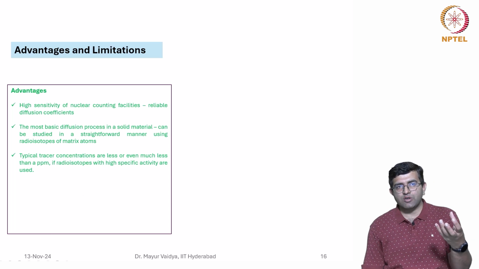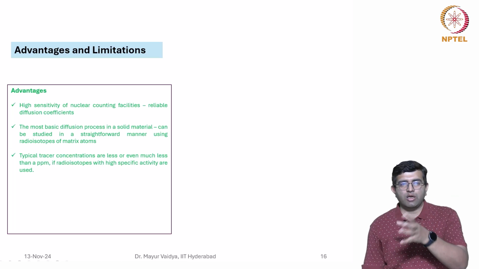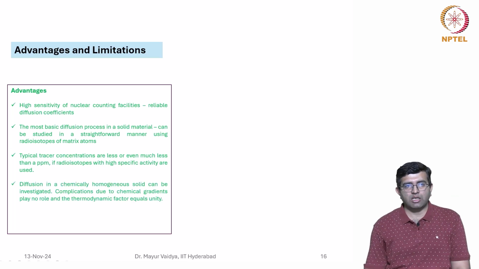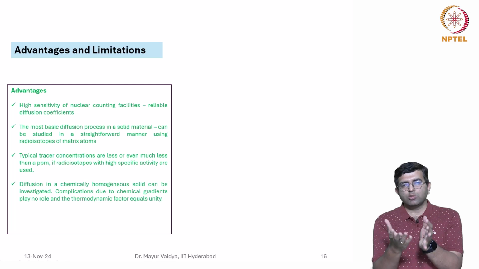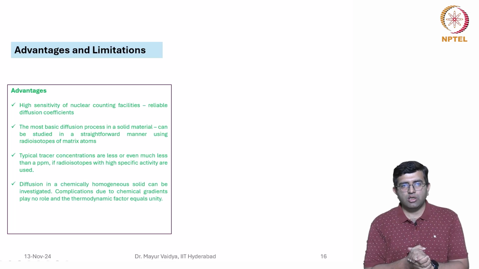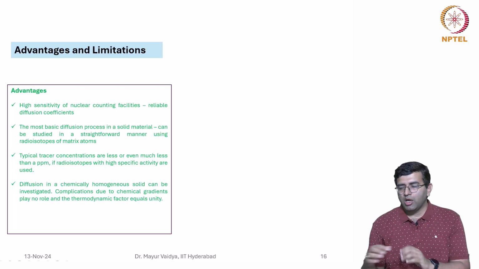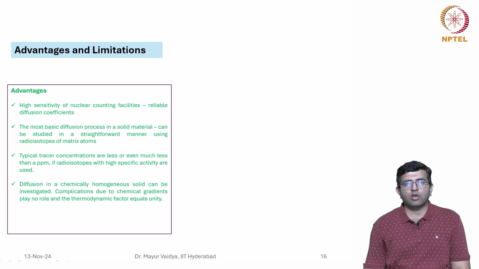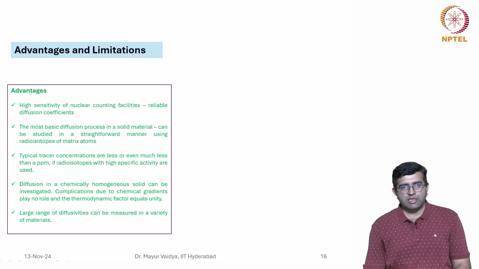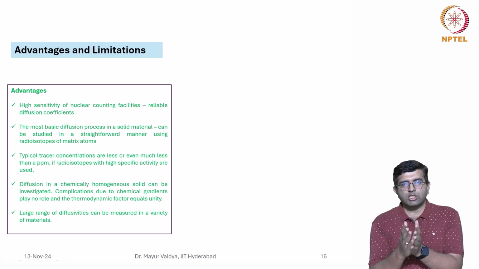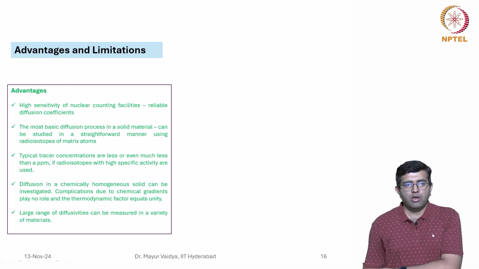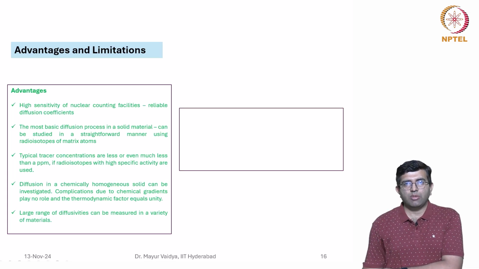And since the concentrations are low, you can use very small concentrations if you use radioisotopes of higher specific activity. Because you use lower concentrations, you can measure the diffusion coefficients in a chemically homogeneous solid, and no complications of chemical gradients come into the picture. And as we have indicated, a large range of diffusivities can be measured in a wide variety of materials.